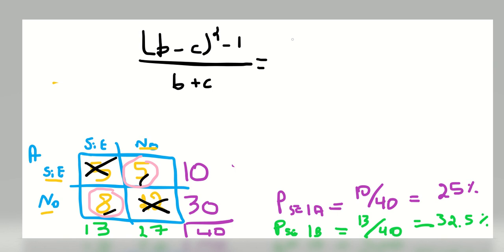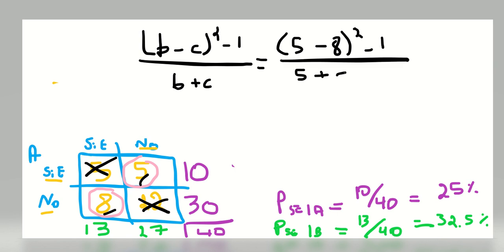So our calculation becomes 5 minus 8. It doesn't matter that it's a negative value since I'm going to square. Minus 1 divided by 5 plus 8. So 5 minus 8, that's 3. 3 squared is 9. I hope I'm not making any mistake. Right. So 9 minus 1 is 8. 8 divided by 13 is 0.61.